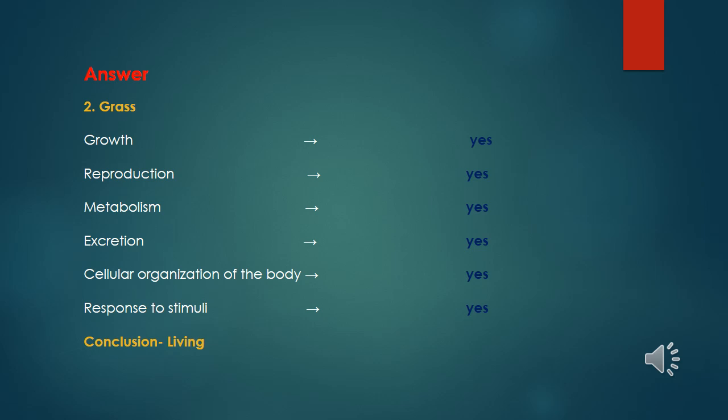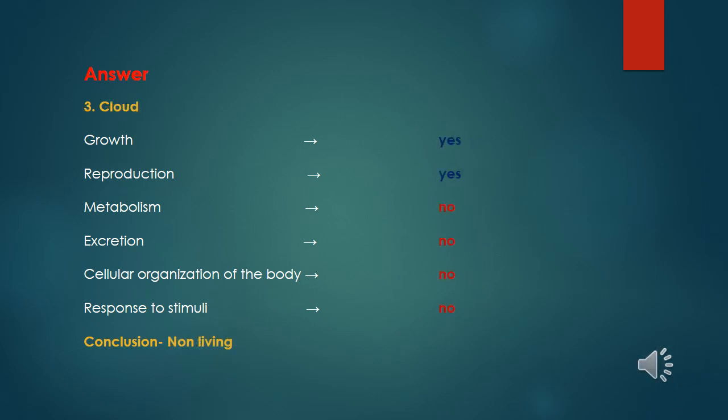Grass shows all the criteria from growth, reproduction, metabolism, excretion, organization into cells, response to stimuli, and movement, but not locomotion since plants cannot move. Thus, it fulfills all the criteria for being a living thing.